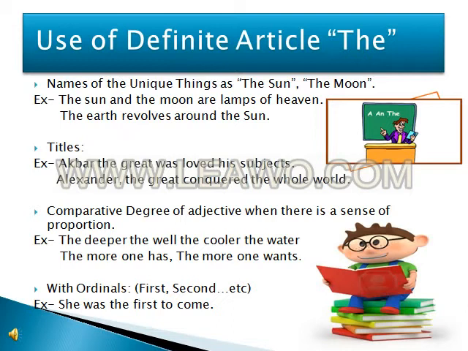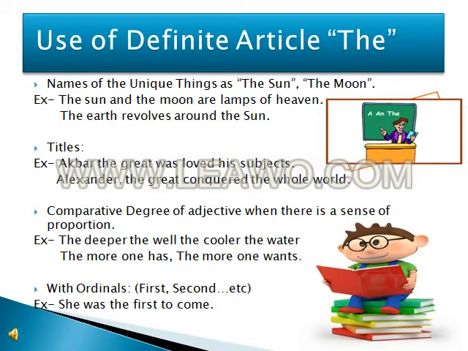Next example is: the more one has, the more one wants. Here is the same, the combination of ratio and proportion, so that's why we use the article the before this. With the ordinals, also we use the. What are ordinals? When we sound the numbers 1, 2, 3, these are cardinals. And when we say first, second, third, these are what? Ordinals. When we say 1, 2, 3, 4, 5, 6, 7, 8, these are the cardinals.